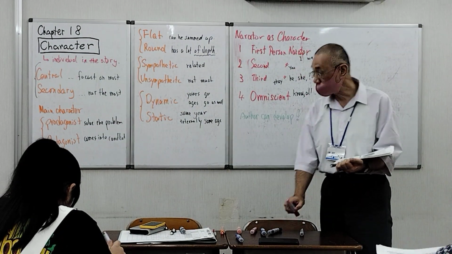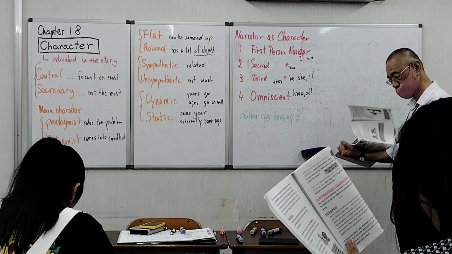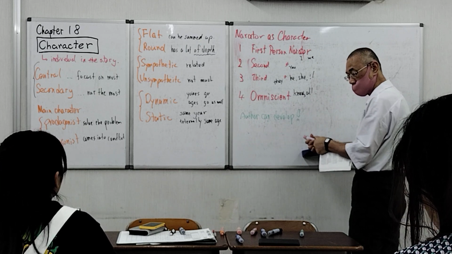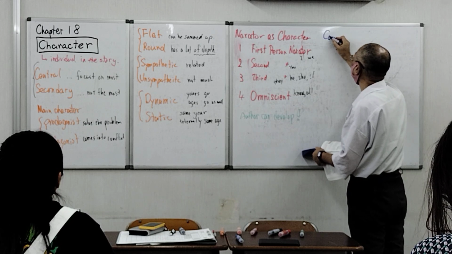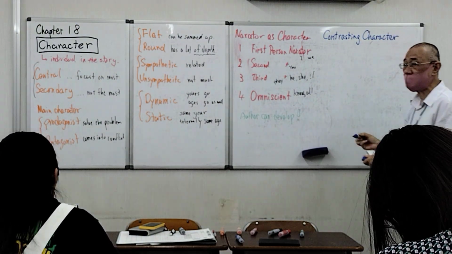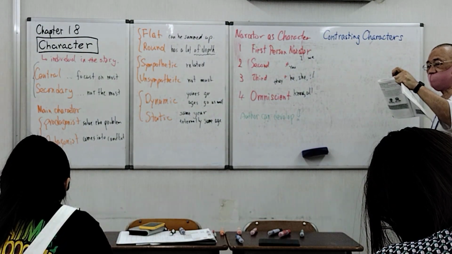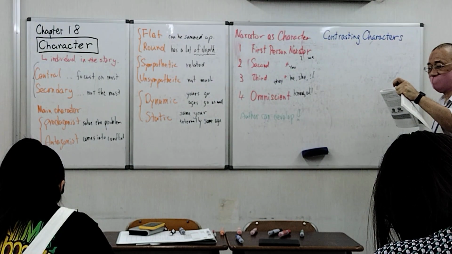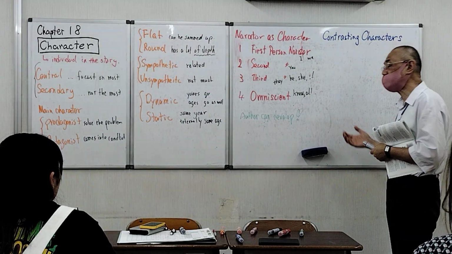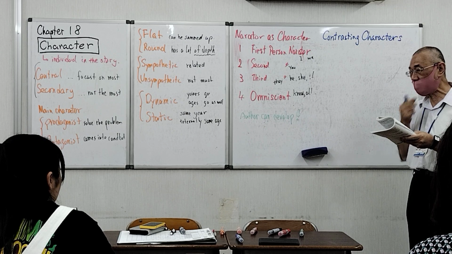Next one, number 3: constructing characters. Contrasting characters. One way the author can develop characters is through contrast, so the reader can see their differences more clearly. Contrast makes it easier to understand which is good, which is bad, which is high and which is low. By contrasting, we can easily understand what the story is about.